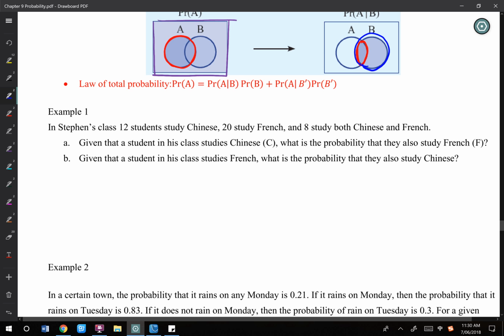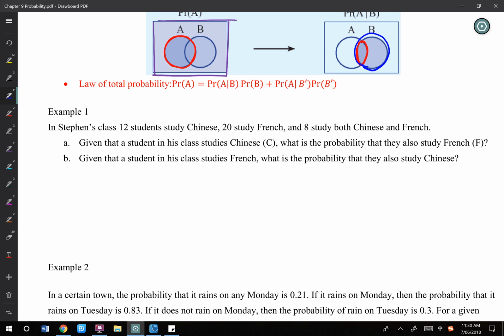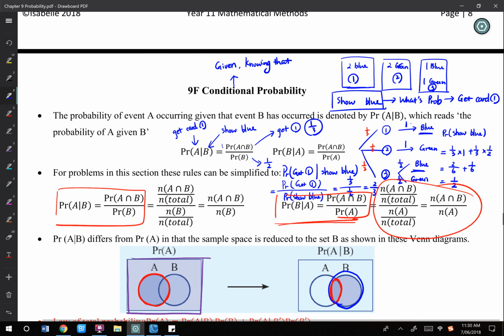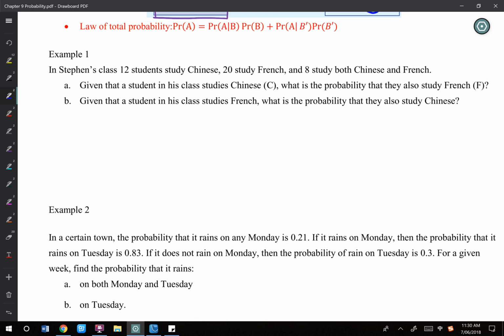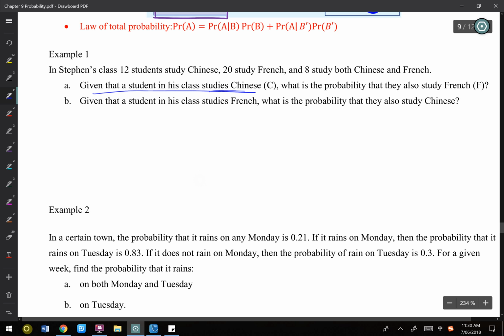Okay, let's have a look at example 1. I'm not going to do all of the examples. They are very easy. I like my example given above; it's a better example for considering given probabilities. Example 1 is kind of boring compared to that one. In Stephen's class, 12 students study Chinese, 20 students study French, and 8 study both Chinese and French. Given that a student in his class studies Chinese, what's the probability they also study French?